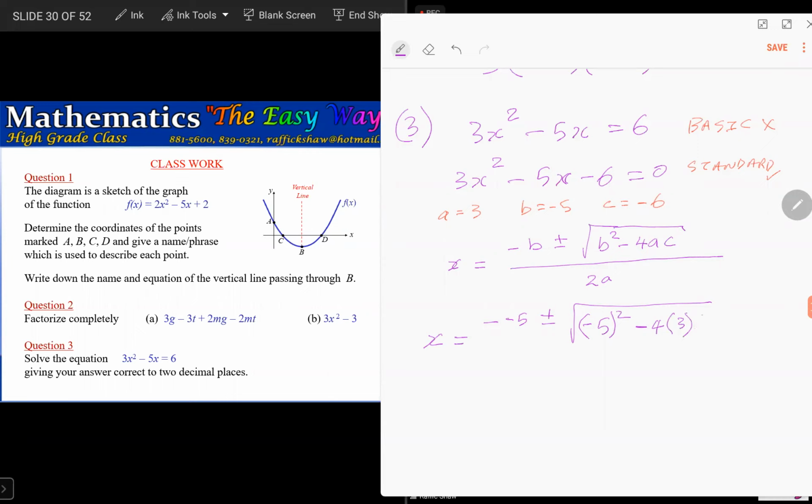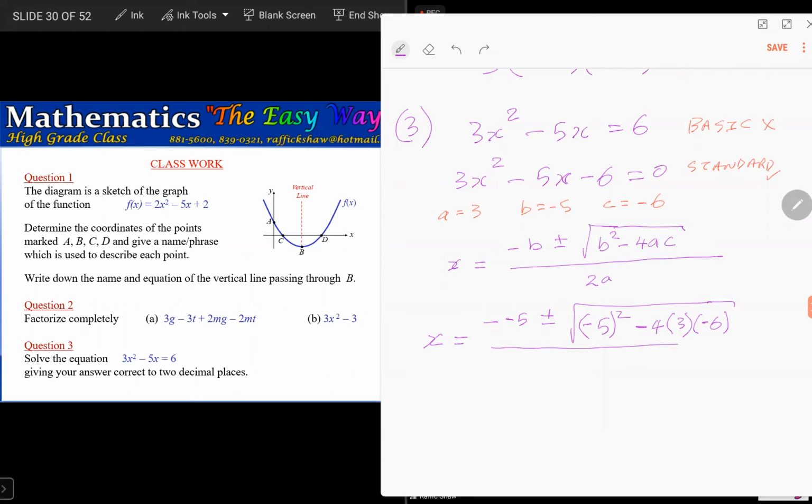And the c is negative 6. Now watch me now. Once you see these negatives, you have to now become careful. When you see these negatives, you become careful. Why? Because most of the mistakes in exam questions, when you're doing the right thing, is just people making mistakes with the negatives. Right? And so you have to be careful.